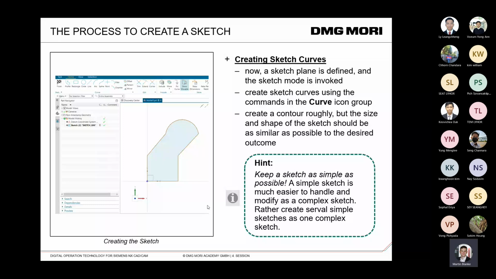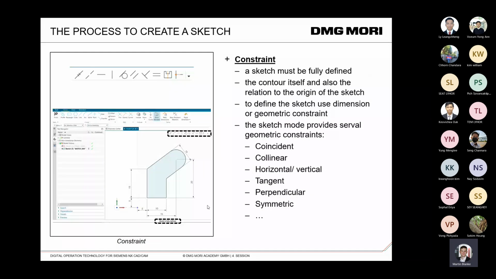The next step, we want to talk about constraints. A sketch must be fully defined. Siemens NX helps you with this step. In the button line of Siemens NX, you can find the information. For example, in this case, the sketch is fully defined. So in this situation, Siemens NX is fine with all your dimension and all your geometry constraints.